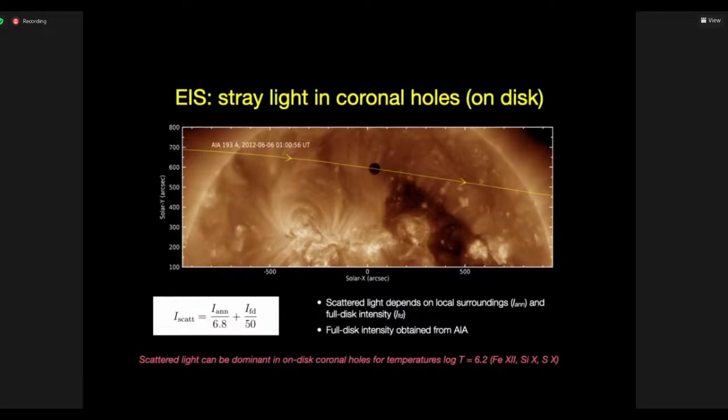We're particularly interested in temperatures around log T 6.2, as this is where the silicon and sulfur lines are formed that I use for measuring the FIP bias, which I'll mention on the next slide. Unfortunately, what I found is that often scattered light dominates in coronal hole regions. I'm just finishing up the paper this month and should have it submitted soon, where you'll see more details about this.